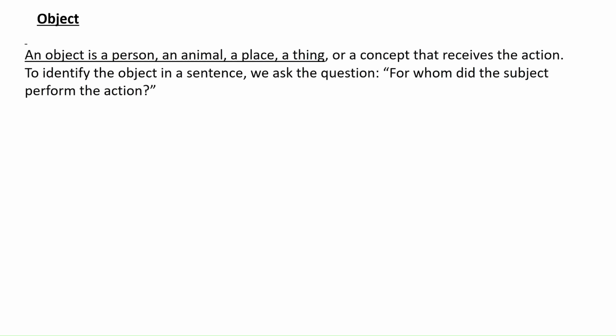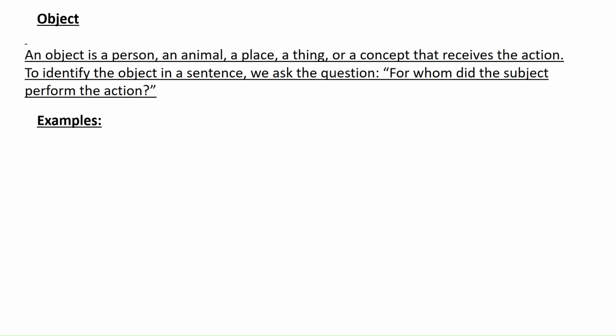The object is a person, an animal, a place, a thing, or a concept that receives the action, or the things result from performing a certain behavior. To recognize the object in a sentence, we could ask the question, for whom did the subject perform the action?